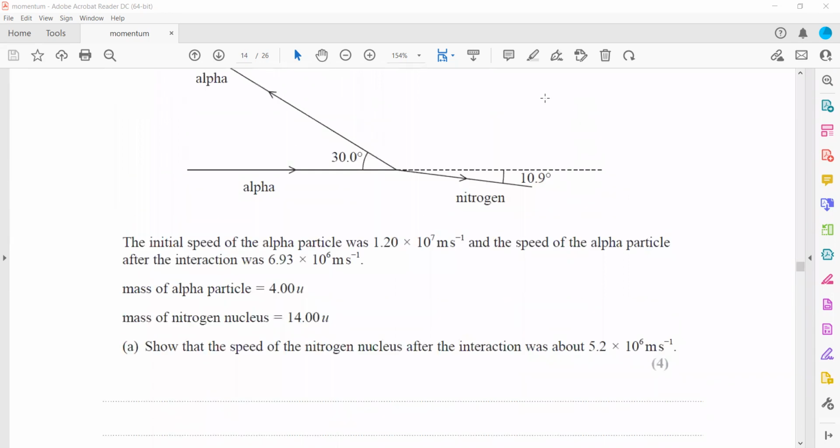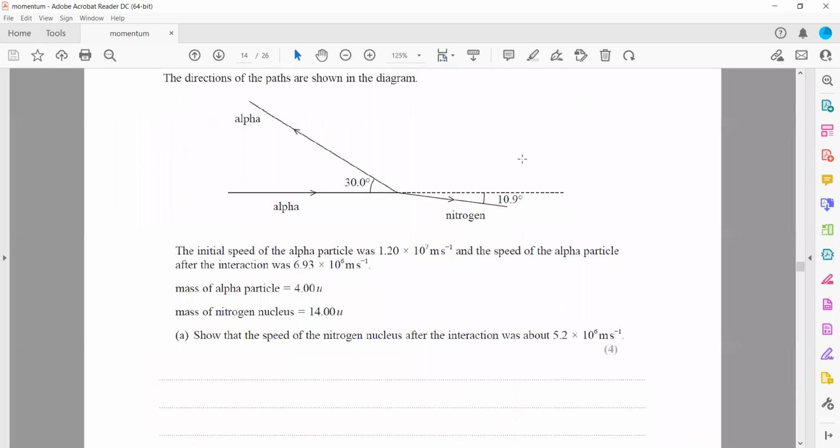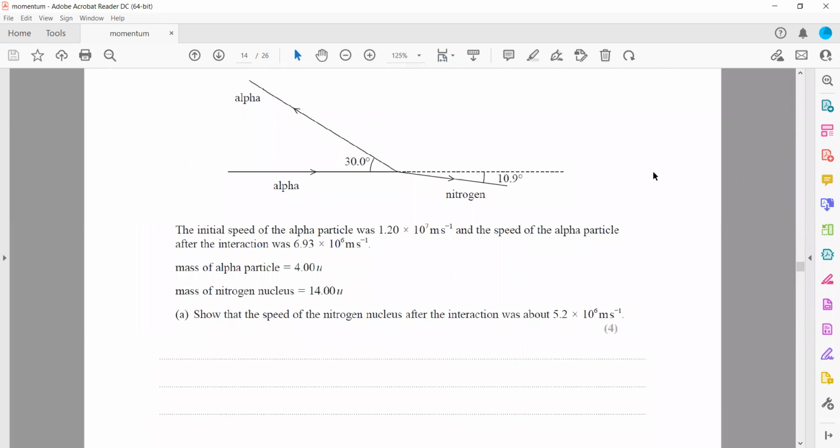The initial speed of the alpha particle is 1.2 times 10 to the power 7, and the speed of the alpha particle after interaction is 6.93 times 10 to the power 6. The mass of the alpha particle is 4 atomic mass units, or AMU, and the mass of the nitrogen is 14 AMU. Show that the speed of the nitrogen nucleus after the interaction was about 5.2 times 10 to the power 6 meters per second.